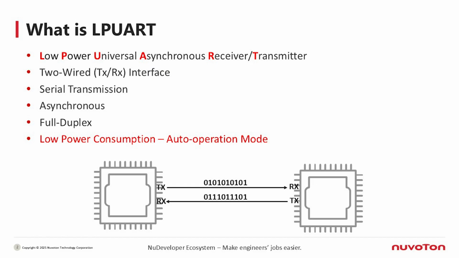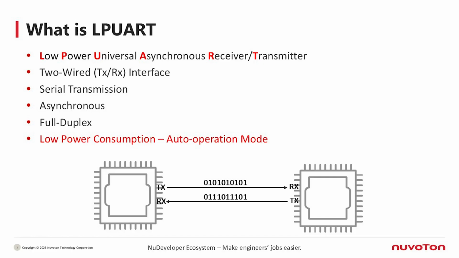What is the Low Power UART? The full name of Low Power UART is Low Power Universal Asynchronous Receiver and Transmitter, a low-power serial communication interface used to transmit data between devices. Low Power UART uses only two lines, transmitter, TX, and receiver, RX, to communicate between devices. Data is transmitted in bytes and does not require an additional clock line. Therefore, Low Power UART provides full duplex and asynchronous serial communication.